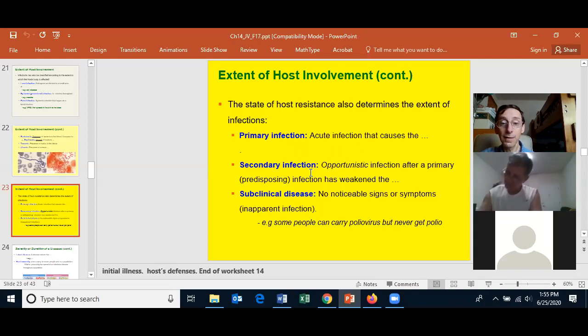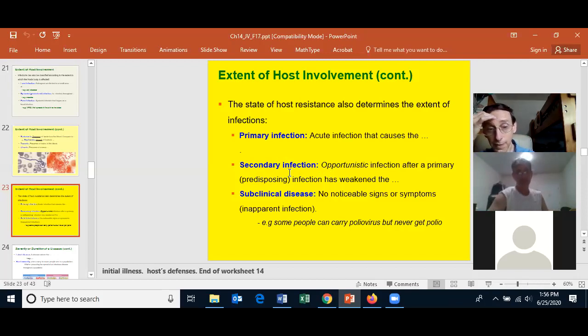A secondary infection is when an opportunistic organism infects the body after a primary infection has weakened the host's immune system or weakened the host's defenses. And so an opportunistic infection, the secondary infection, would not happen until after there was a primary infection, which weakened the host and then allowed an opportunistic infection, what we call a secondary infection. Any question about that?